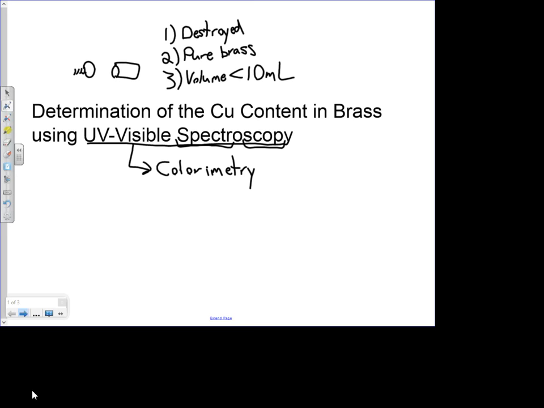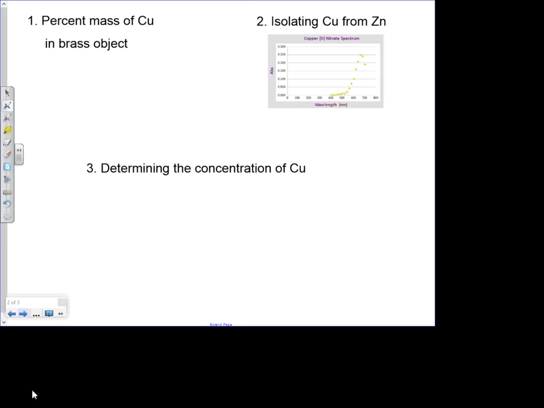So let's talk a little bit about our lab. We're going to be expressing the copper content in brass as a percent mass. We'll also express it as a mole fraction, but the most basic result we're going to get is the percent mass of copper in the brass object. So if we remember, percent mass is just equal to the mass of copper divided by the mass of the brass object times 100%.